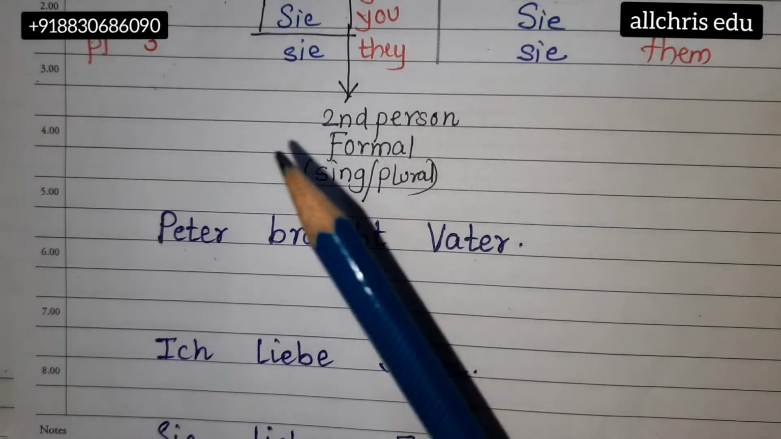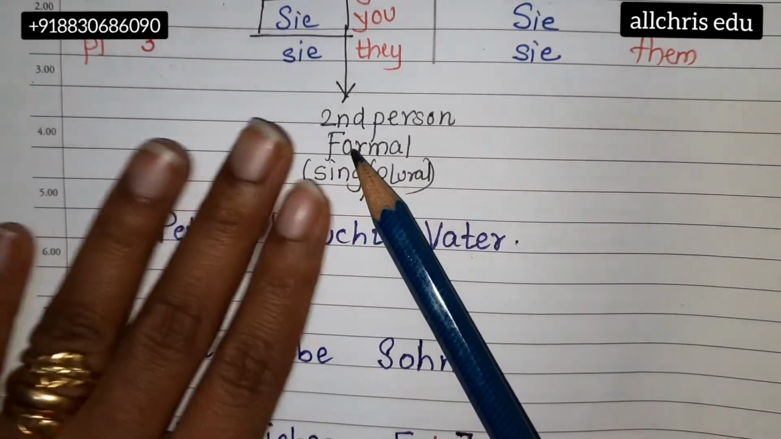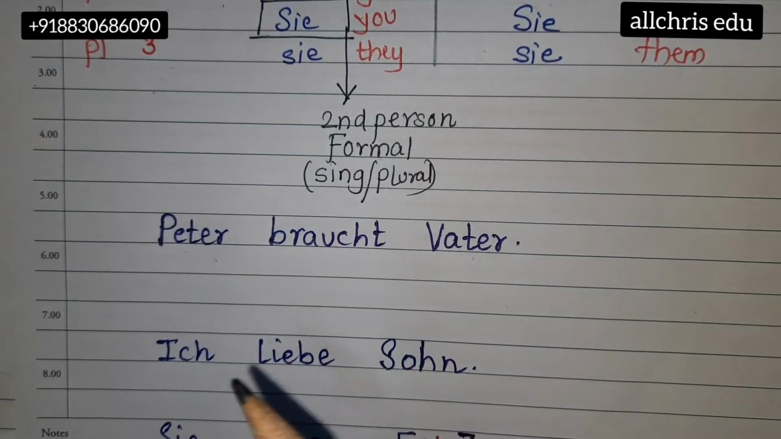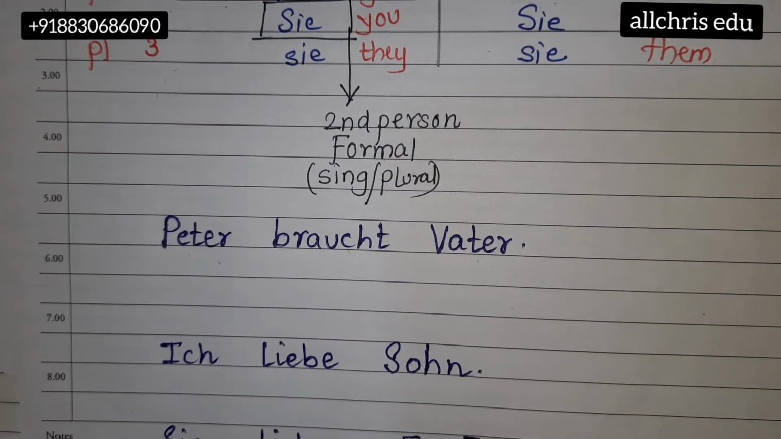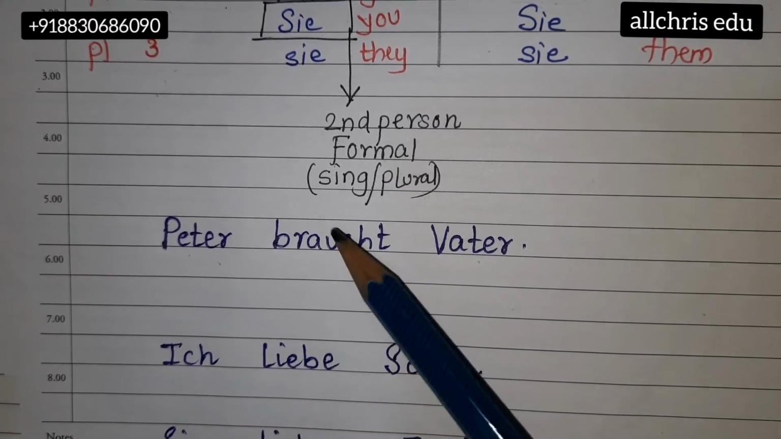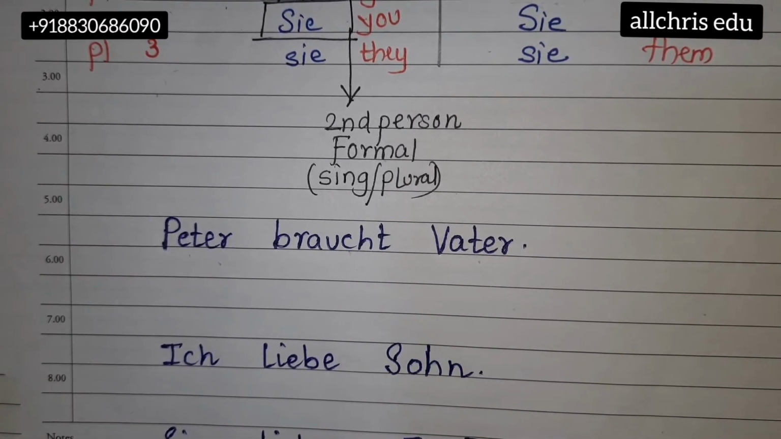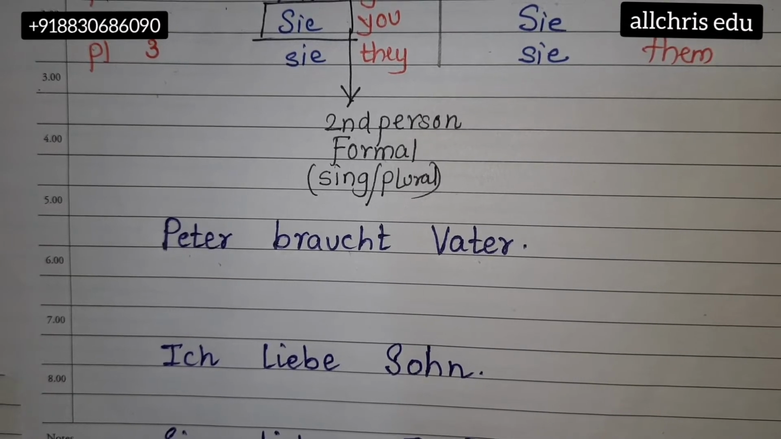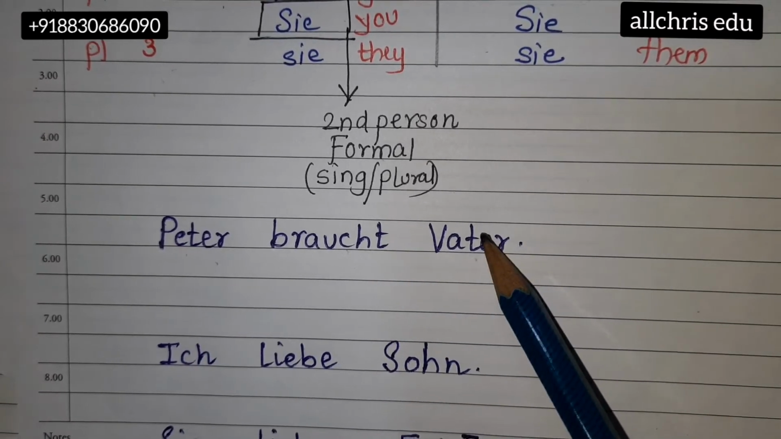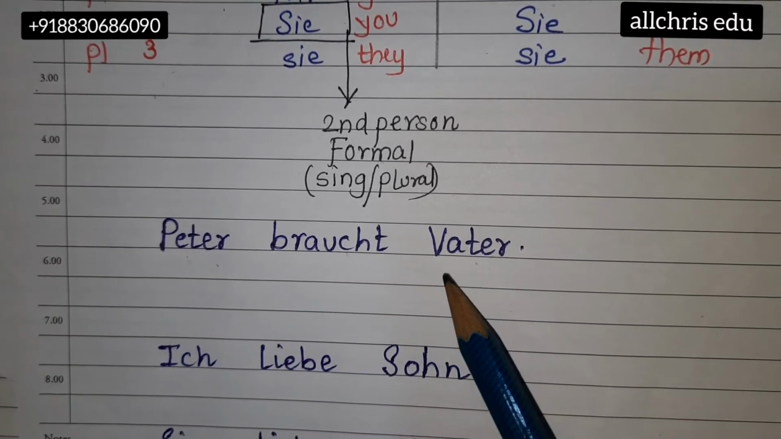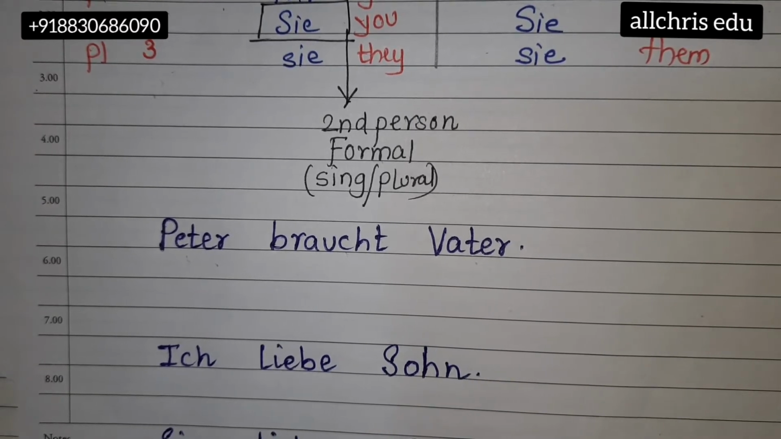For determining that, first we should know that braucht means need. The meaning of the verb is very important, so you should know all the meanings of the verbs. Brauchen is to need. You need something: I need a pen, I need a mobile, I need a photo, I need a pencil, whatever you need. So Peter braucht Vater means Peter needs father. I have intentionally taken the male gender because in the male gender we can see the differentiation.